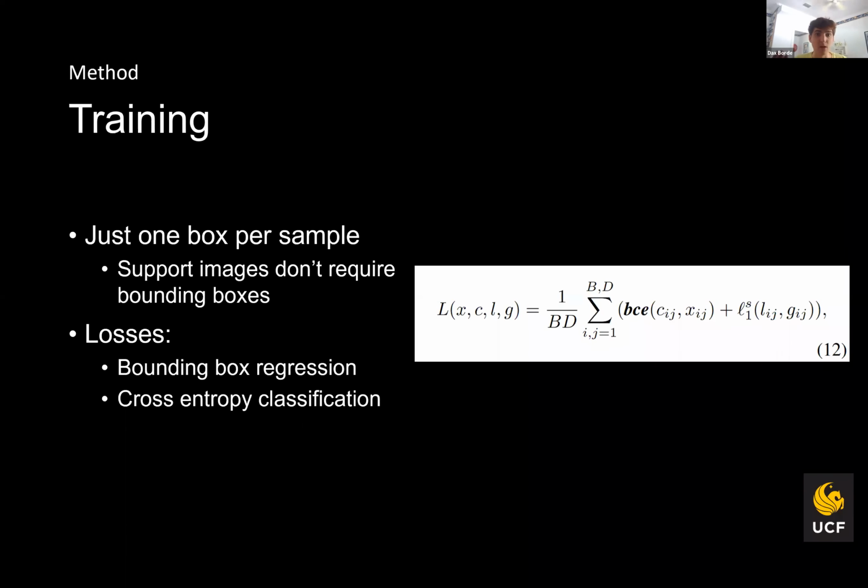Just to mention briefly, the loss function that they use and how they train. They use two different kinds of loss. The first kind of loss is bounding box regression, which is fairly standard for SSD and other bounding box detection networks. And then they also use cross entropy classification loss.